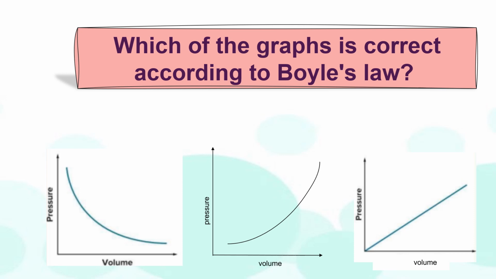Which of the graphs is correct according to Boyle's law? Look at this graph: pressure and volume. Here it is inversely proportional. Here it is not inversely proportional. Here it is straight, not inversely. The answer is the first one. There is an opposite way: the changes are in opposite ways between pressure and volume.